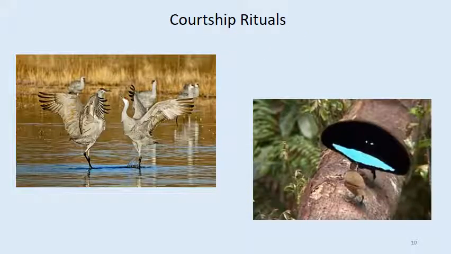Okay, so here are some examples of courtship behavior. We're seeing here it's got like a dance to attract the female. Usually the males do the dance, and then this one, the male bird here looks beautiful and is trying to attract the female bird.